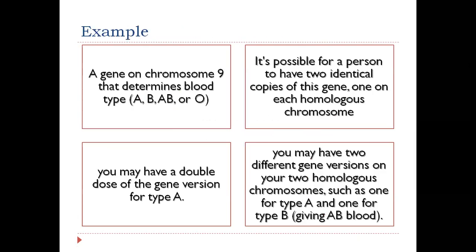An example, we have chromosome number 9 and it codifies for the blood type. And if you see, it could be A, B, AB, or O. So there are many possibilities for this type of blood. And each chromosome could have both A or both B or one A, one B or both O. That will determine the blood type of a person.